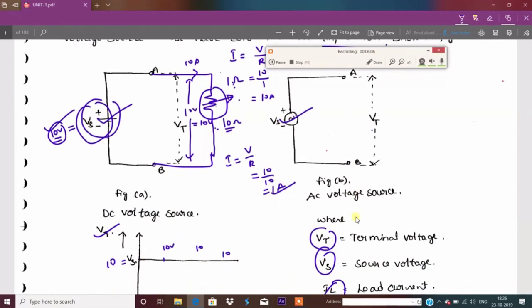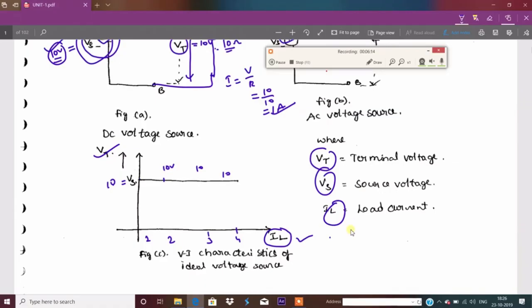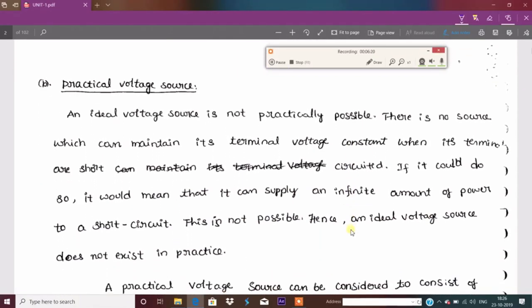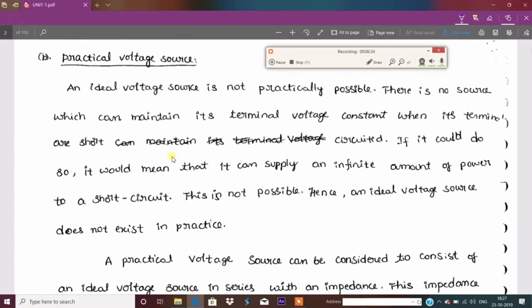VT is the terminal voltage, VS is the source voltage, and IL is the load current flowing through the circuit. Then we move to the practical voltage source. The ideal voltage source is present theoretically, but practically it is not possible. But practical sources are there. What is the difference between the practical and ideal voltage source? The ideal voltage source is not practically possible. Just now I mentioned, there is no source which can maintain a constant terminal voltage.